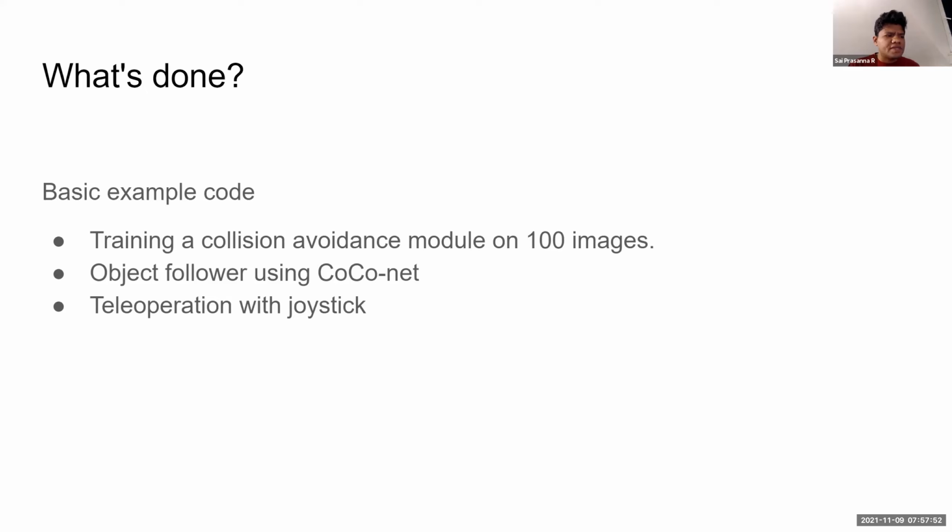Object follower, as this coconut is an object detection module trained on 90 classes of objects, and then you could use it to figure out where the object is in the camera and then just follow it. Then teleoperation and joystick are pretty much all part of the example code, so I have to iterate upon it. Yeah, I'll now show the code and maybe adjust my camera so that you can see the bot in operation.